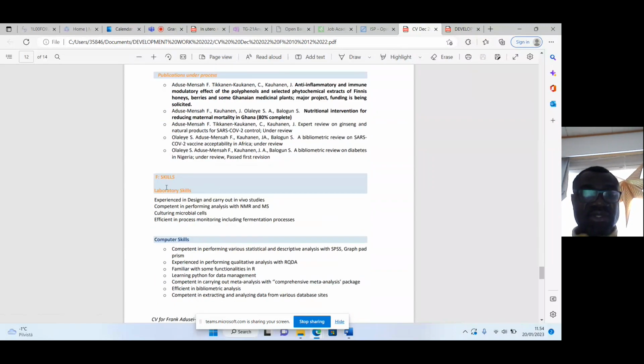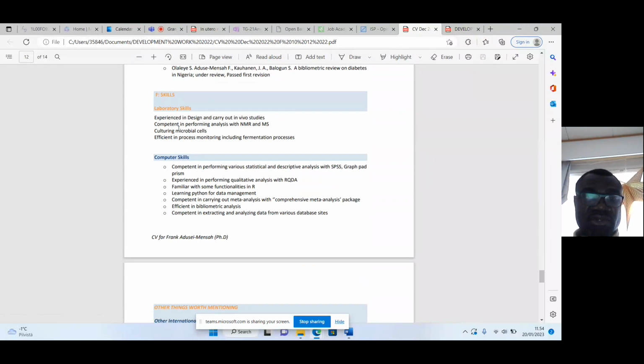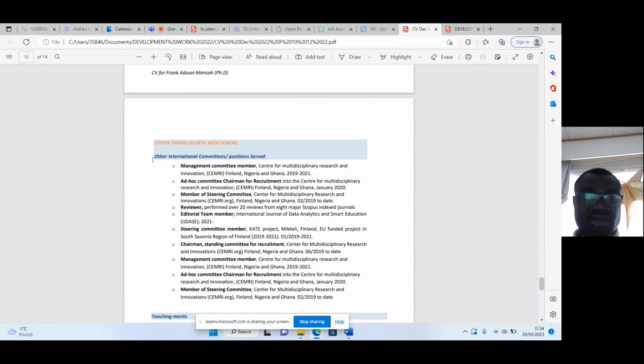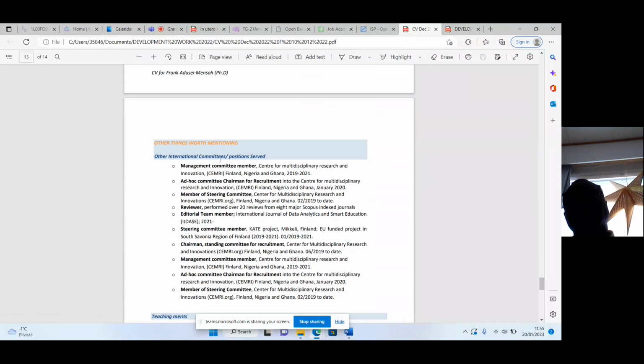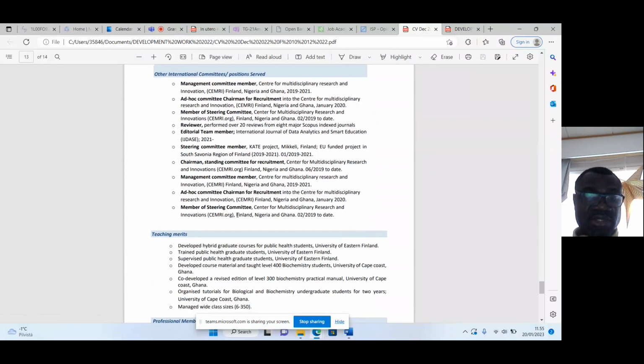And then research skills, so skills that are related to research. Here we could have laboratory skills, if you need to show some lab skills. You have computer skills and analytical skills listed. And then you also have other things worth mentioning. These are things that do not clearly fall under most of these topics, and you would like to mention them because they are important and could help in the role.